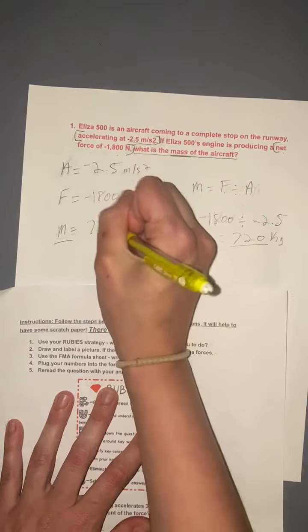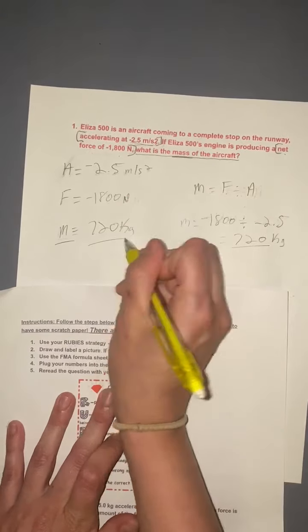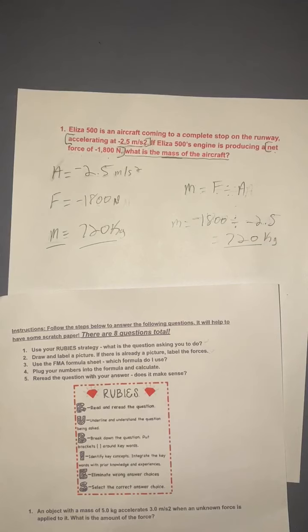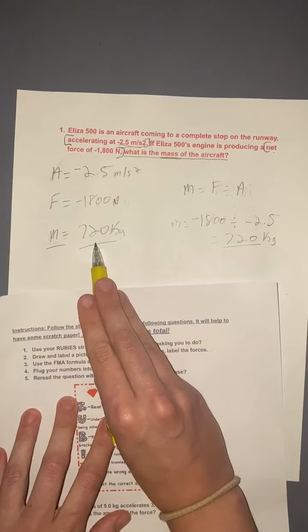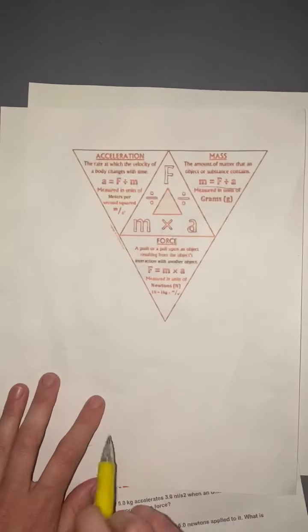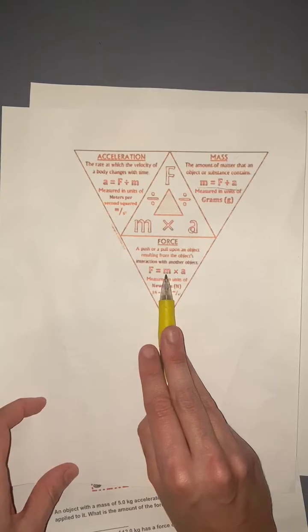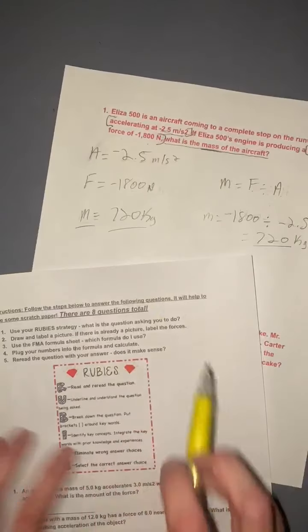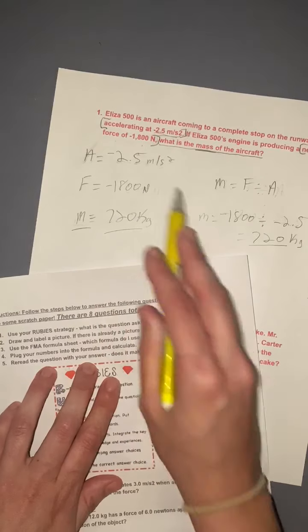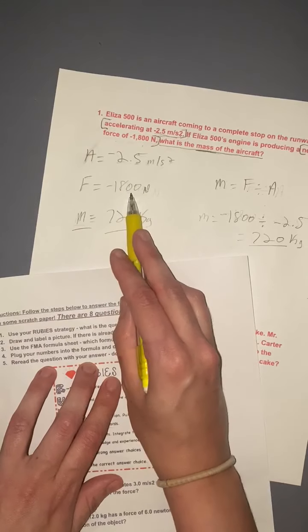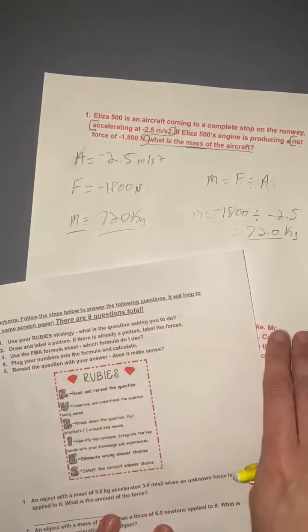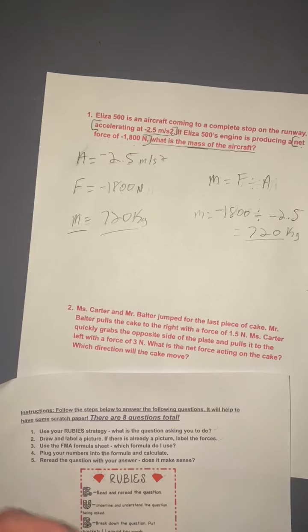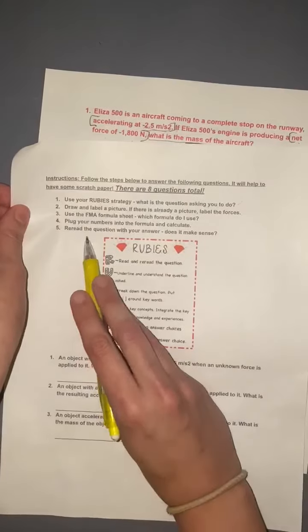So now we found our mass, following our steps, using our formula chart, using our Ruby strategies. Now, a way that we can check to see if we got the correct mass is to plug in our numbers into our original formula for force. So I could say, all right, my force is equal to mass times acceleration. So if I multiply 720 by negative 2.5, I should get negative 1800. And when we put that into our calculator, I wish I could show you guys, we do get negative 1800. But that is a way that you can check to do step 5.